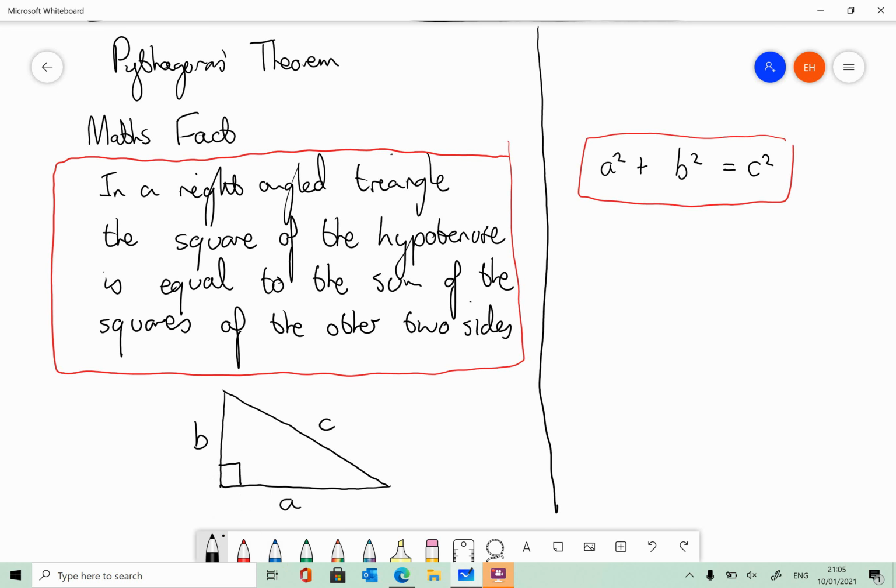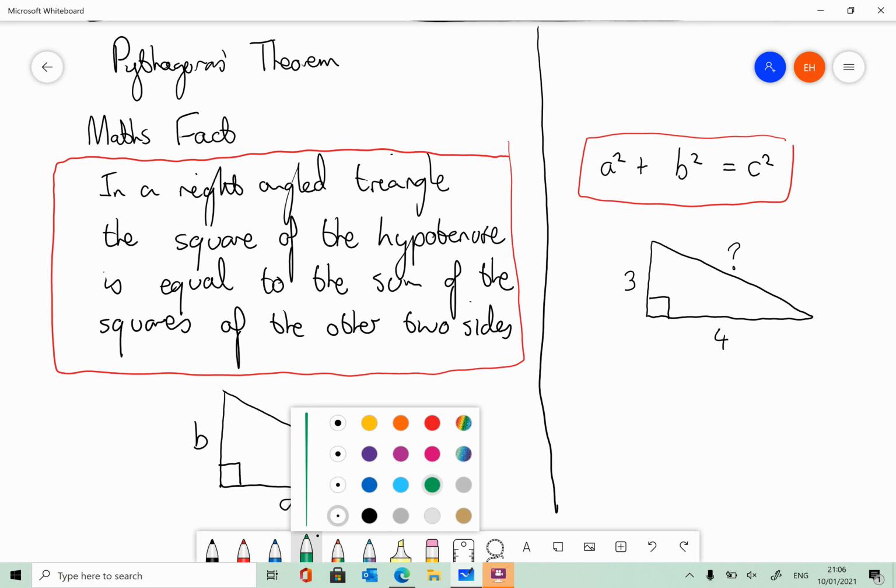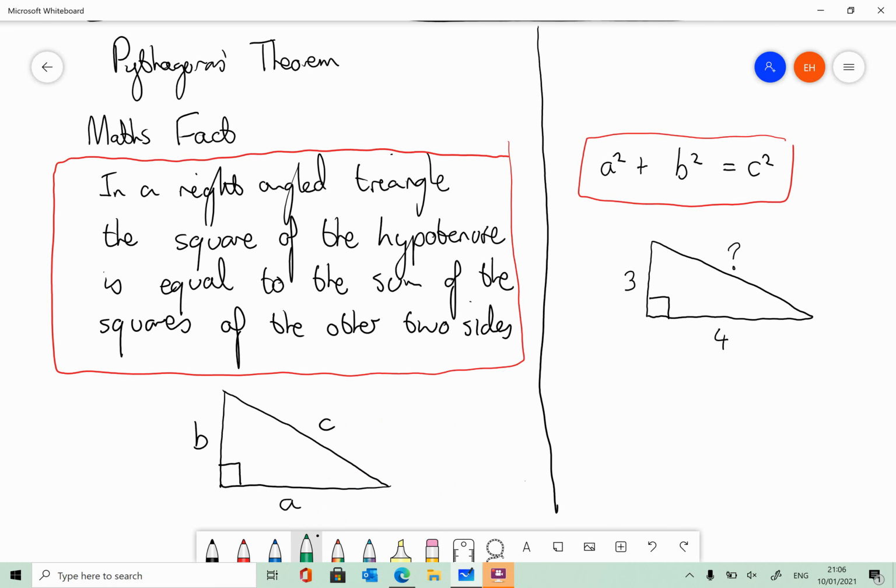So let's take a look at how we would use Pythagoras' theorem. It's really, really useful. If we have a triangle like this, and I say that this side here is 3, and this side here is 4, and I want to know the length of this side over here. Oh, and I must make it into a right angle triangle. Job done. So I get a different color pen, and I label up the sides of my triangle.